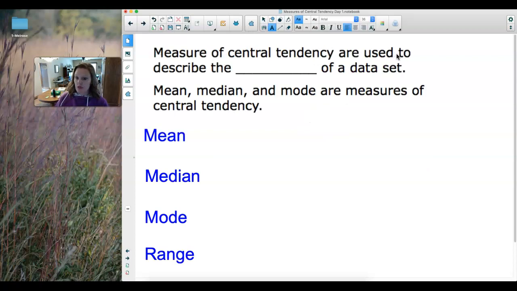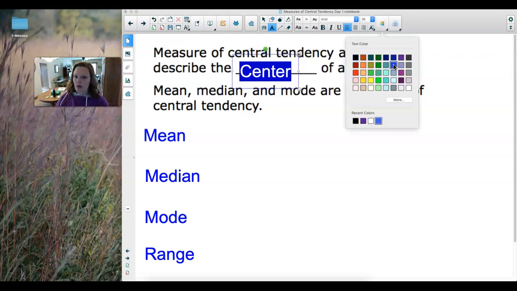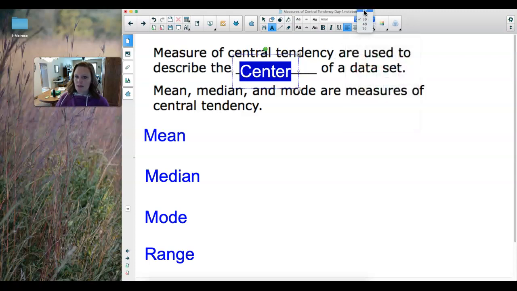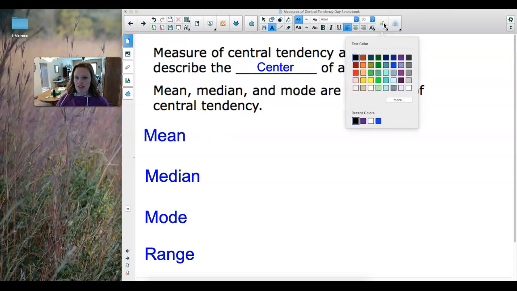First of all, measures of central tendency are used to describe the center of data. So I'm just going to enter that word in there so that we know what that means. Okay, so we're looking at the center of data here. Now, the mean, the median, and the mode are measures of central tendency. So let's start with the mean.